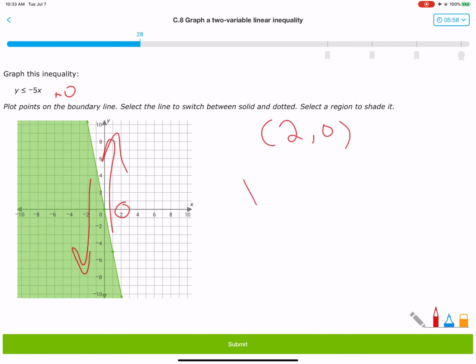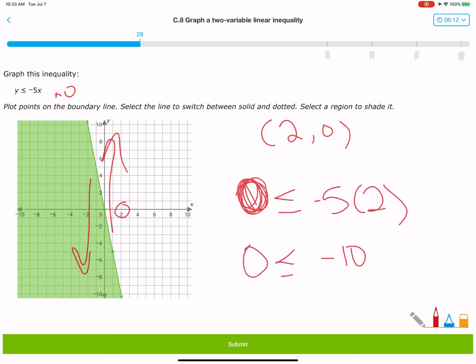So we have y, so y is 0, okay, is less than or equal to -5 times 2. Okay, -5 times 2 is -10, and is 0 less than or equal to -10? Is that true? No, that is not true. Therefore, this should not be shaded. Is it shaded? No. So therefore, we shaded correctly.